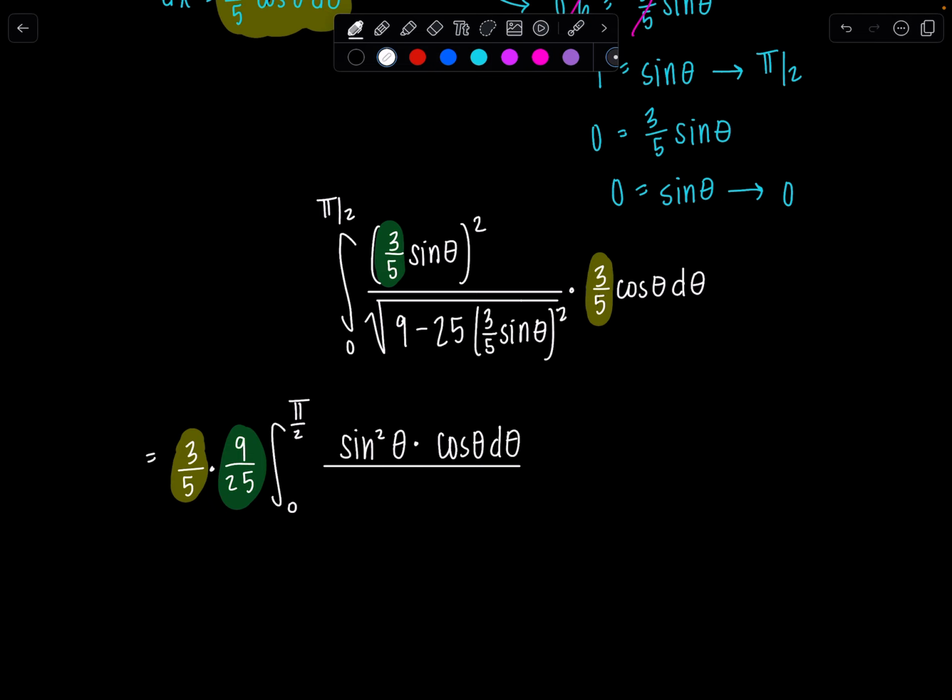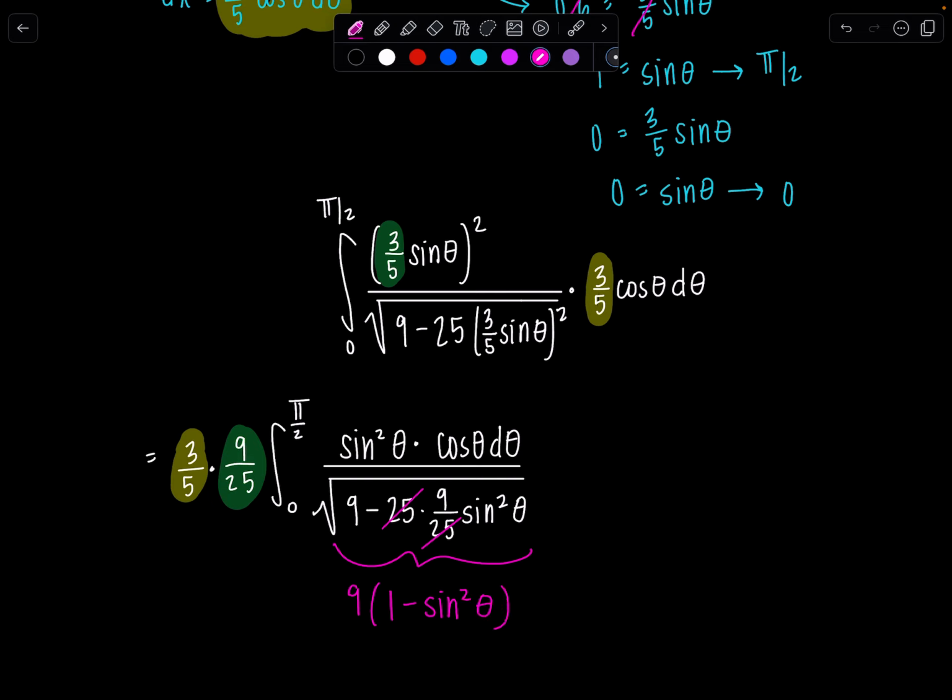Okay. And then look what's happening underneath the radical. I've got 9 minus 25 times 9/25 sine squared theta, right? Good. So these cancel. Ba-dum. And then notice I can factor out a 9 from both terms under the radical, and I have 1 minus sine squared theta. So I have square root of all of that in the denominator.